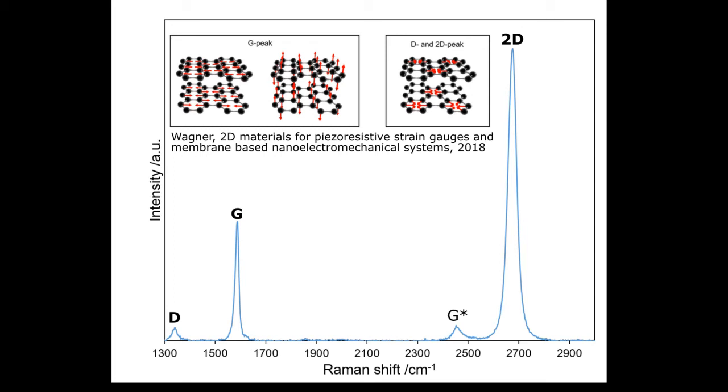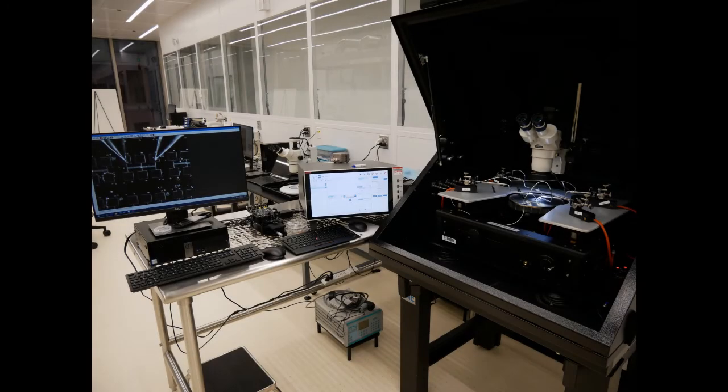The D band is only active if the graphene has defects present, while its second order mode, 2D, is always present. The ratio between the 2D and G peaks can be used to determine the number of layers of the graphene sheet, with monolayers having a 2-to-1 ratio of intensities between the 2D and G peaks. Finally, we must make sure our transistor works.